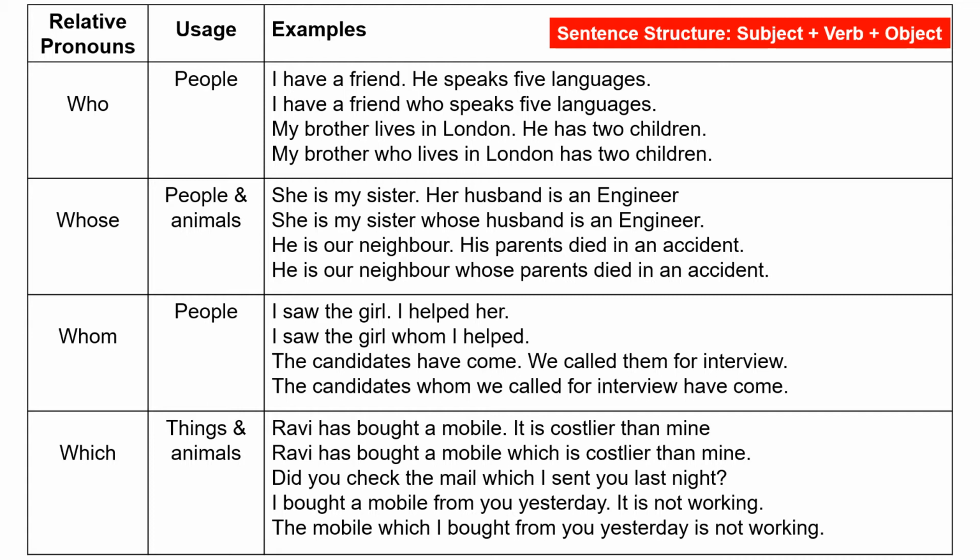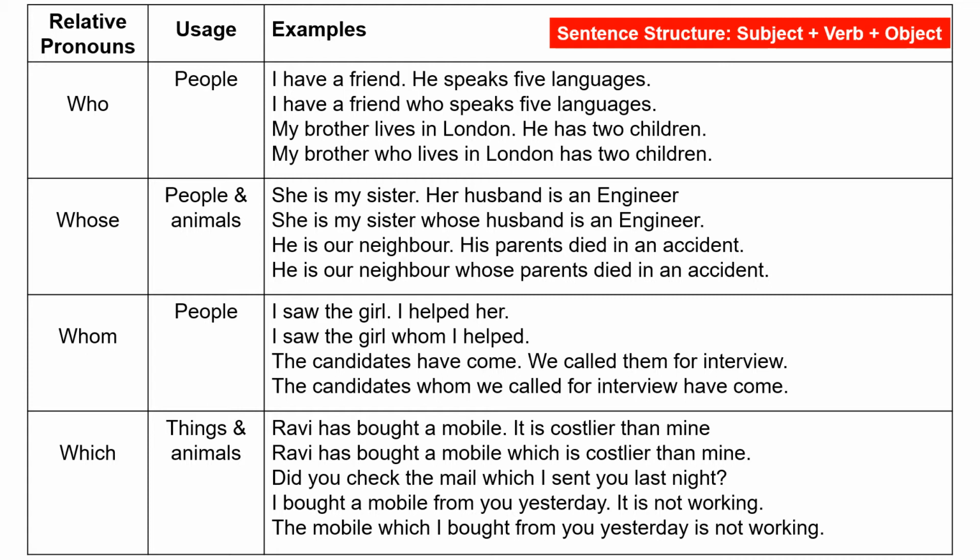Relative pronouns: who, whose, whom, which, where and that. These relative pronouns are commonly used in written English. First, sentence structure. In general, a sentence structure will be subject plus verb plus object.